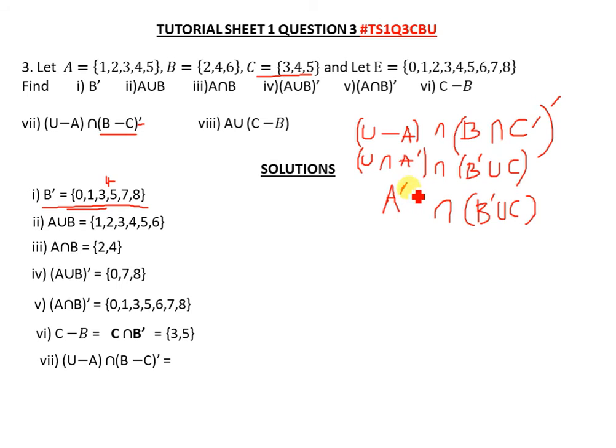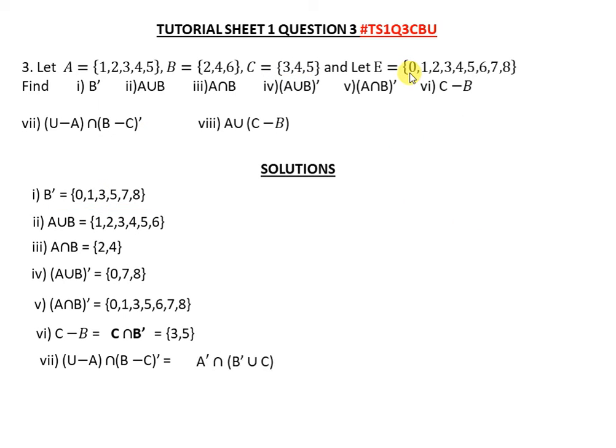Then we intersect it with A complement. A complement means we write whatever is not in A but is in the universal set. Let me show you what I'm saying. This is what I did after simplifying. A complement is just 0, 6, 7, 8, and then you intersect it with B complement union C, which is this part, and the final answer you get is that. So let's move on to the last question.